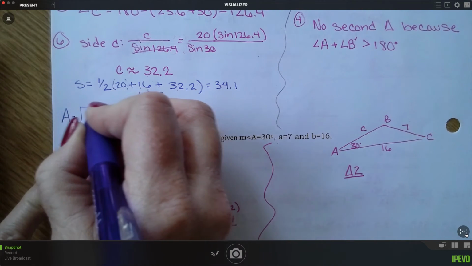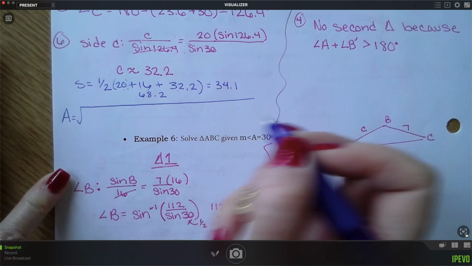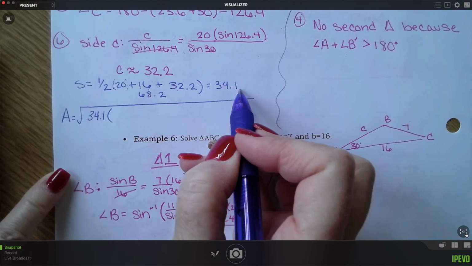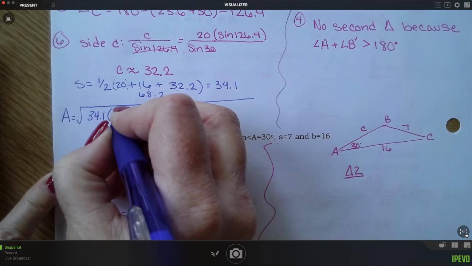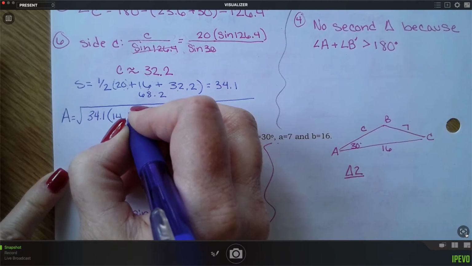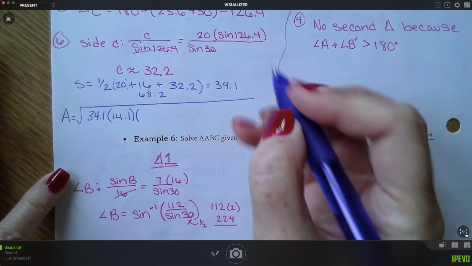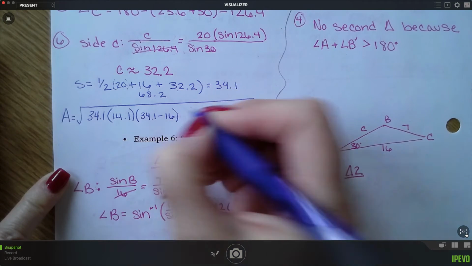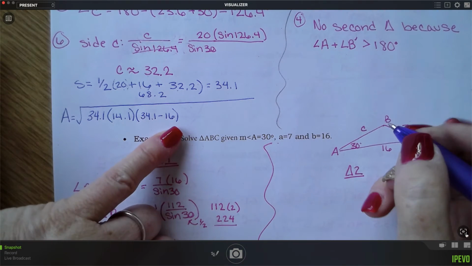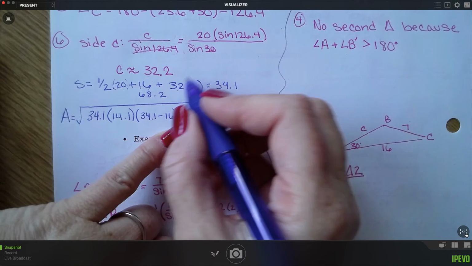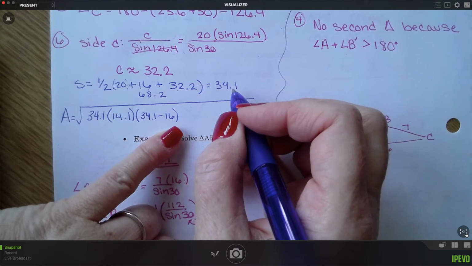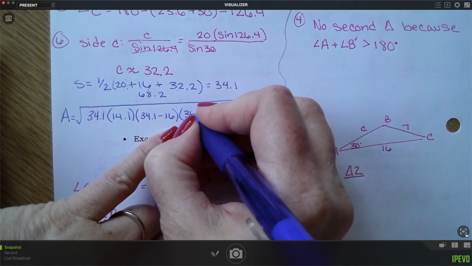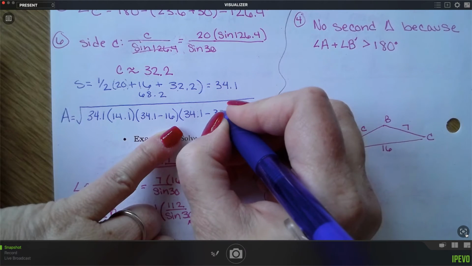The square root of what? 34.1 times, well, 34.1 subtract 20 would be 14.1 times, now this one you might want to write out if you don't want to think about carrying and all that, because it's better to write it out than make a mistake, right? Okay, and then I think I can subtract that. Ooh, we got to carry. Do you want to do that on your own? Not in your brain? Okay, so 34.1 minus 32.2.